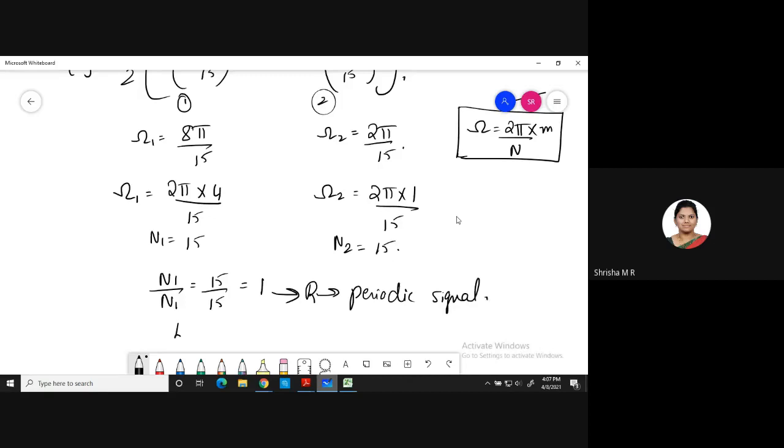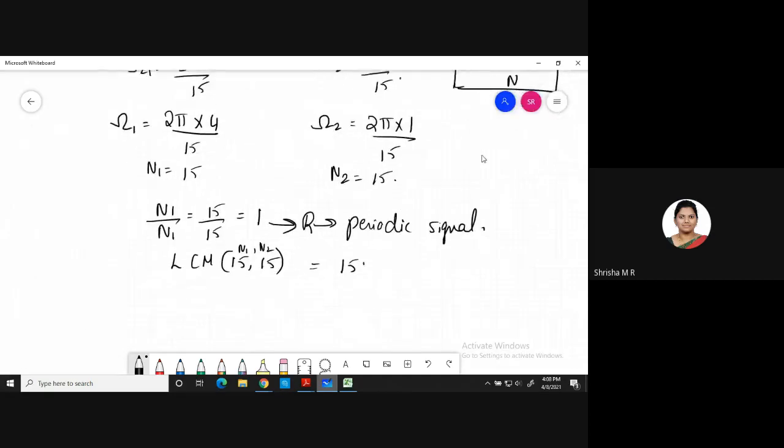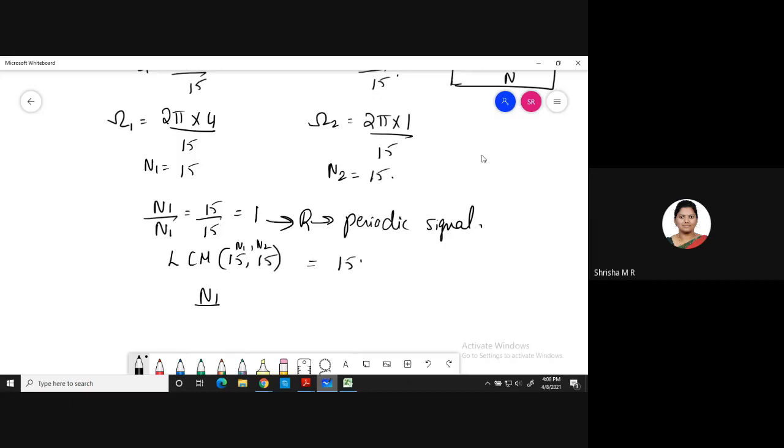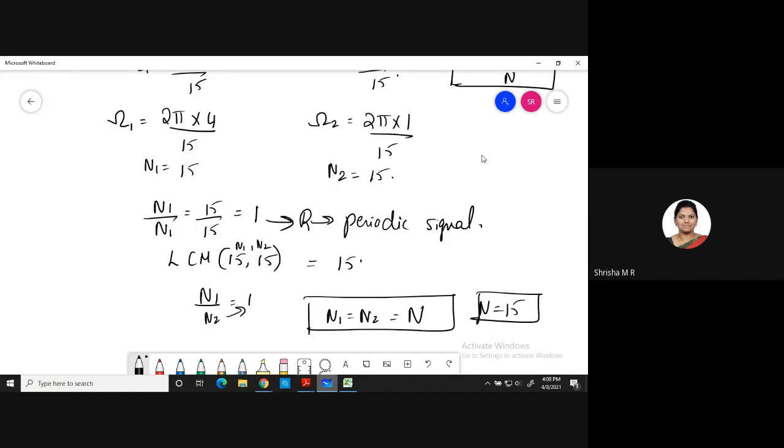So now find the fundamental period. LCM of n1 comma n2, so that would be 15 only. Or you can also do it like this. N1 by n2 is equal to 1, so n1 is equal to n2, which is equal to n, the fundamental period. So my n is equal to 15, because n1 is also 15, n2 is also 15 samples. So the fundamental period n is equal to 15 samples. Clear?